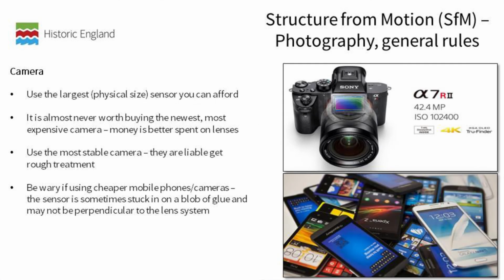So more suggestions. Use the largest physical sensor size you can afford. Don't just rely on the number of pixels, because you can get some cameras with very small sensors with a large number of pixels. So each of the photodiodes that represents a pixel is incredibly small and can start interfering with its neighbors. The priority should be to spend money on lenses rather than the camera body. And one warning about cheaper mobile phones is that the sensor is sometimes just glued on with a blob of glue, so isn't actually square on to the lens.